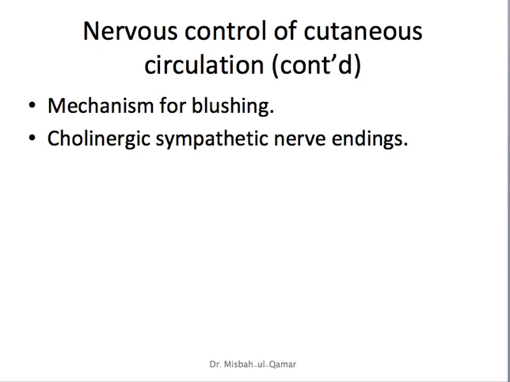In order to explain the mechanism of blushing, I give you an example: when the hand is immersed in hot water, there is vasodilation, and this is considered to be due to the release of bradykinin, which is a potent vasodilator, from the sweat glands. Now, the same mechanism is believed to be responsible for blushing, in which vasodilation occurs over the face under some embarrassing conditions.